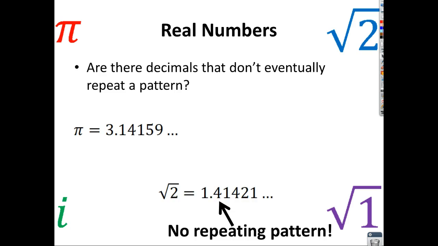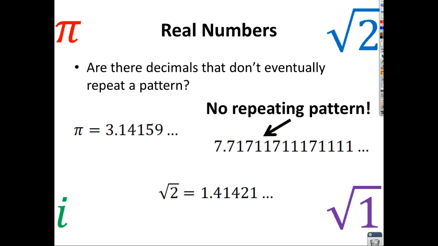What about this one? Square root of 2, all right? Looking to see what number multiplied by itself will equal 2. Well, you have to break it down and keep going and going. And what you're going to get is 1.41421, blah, blah, and on and on without any repetition. Again, no repeating pattern. Here's another number, 7.71, 711, 7111, 7111. No repeating pattern, okay?